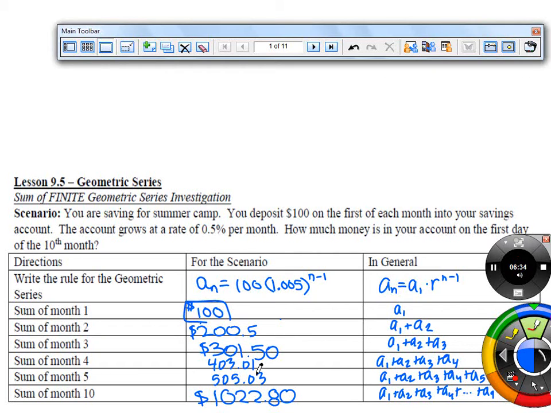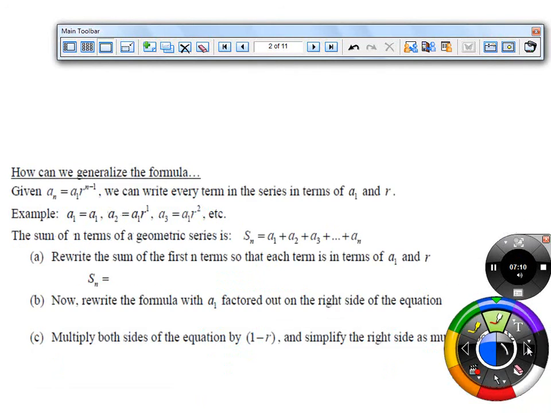Okay. All right, so the 10th one was a pain, right? Because you had to do like 100 plus 100 times 1.005 to the first power plus 100 times 1.005 to the second power plus 100 times 1.005 to the third power. And you had to keep doing that till you got to the term that said 100 times 1.005 to the 9th power, right? Because our 10th term would have a power of 9 on it because of the n minus 1 in our formula. It's annoying, right? And you're doing something that has a pattern to it, so it seems like there's got to be a better way. Okay, so let's try to figure out. There is a better way.